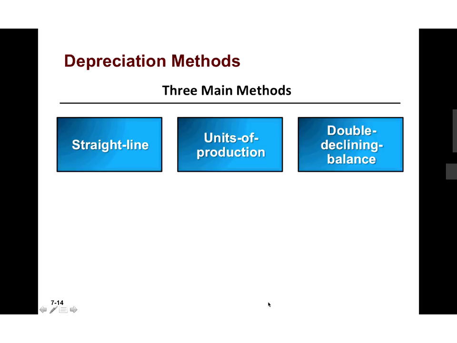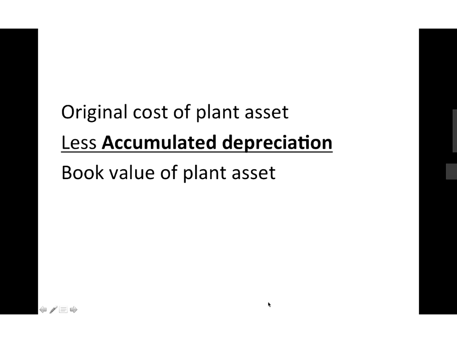We're going to go through all 3 methods today, but before we do, a little more terminology. If we take the original cost of the plant asset, subtract accumulated depreciation, we will come up with the book value of the plant asset. Okay? So original cost less accumulated depreciation is going to give us our book value.